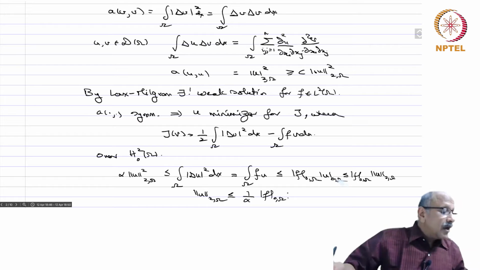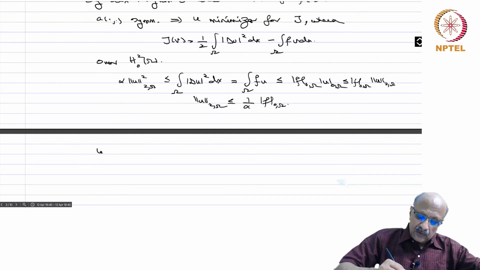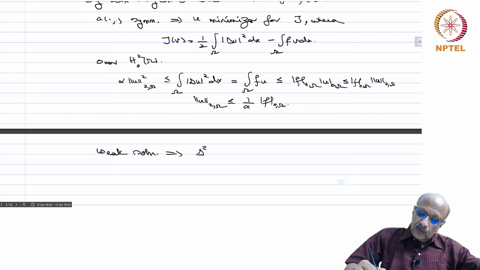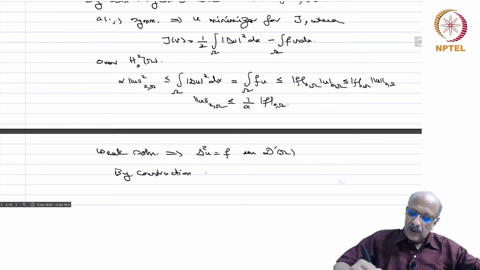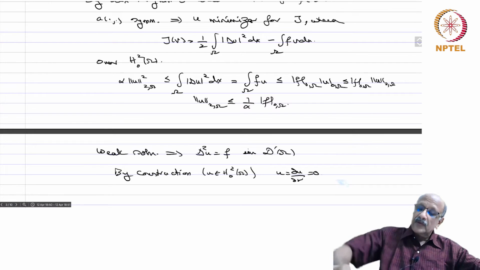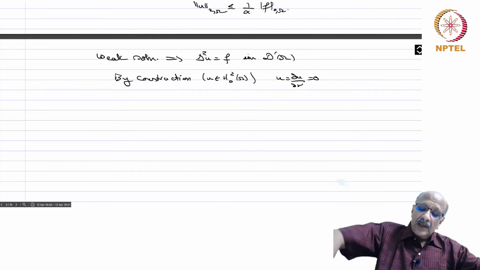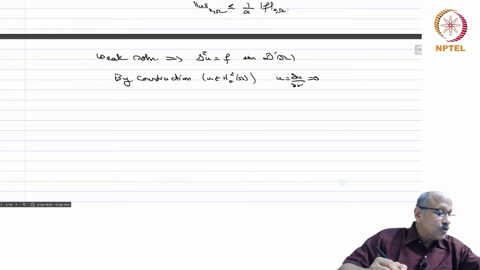Okay, so this is the thing, and as usual you can now convince yourself that if you have a weak solution, it implies delta squared u equals f in D prime of omega, and of course by construction, namely u belongs to H^2_0 of omega, and therefore you have u equals du by d nu equal to 0. Okay, so then if you look at regularity theorems, then we can say that whether it is a classical solution or not, and of course a classical solution is the thing.